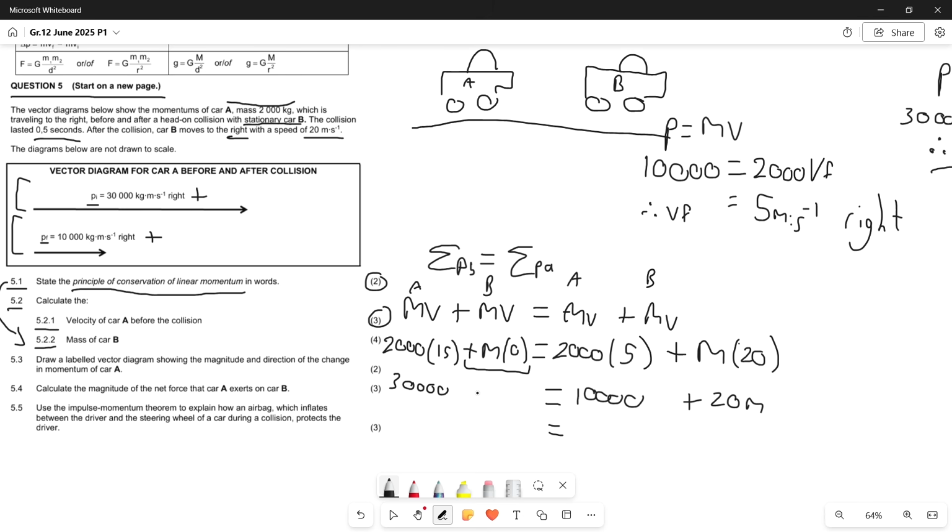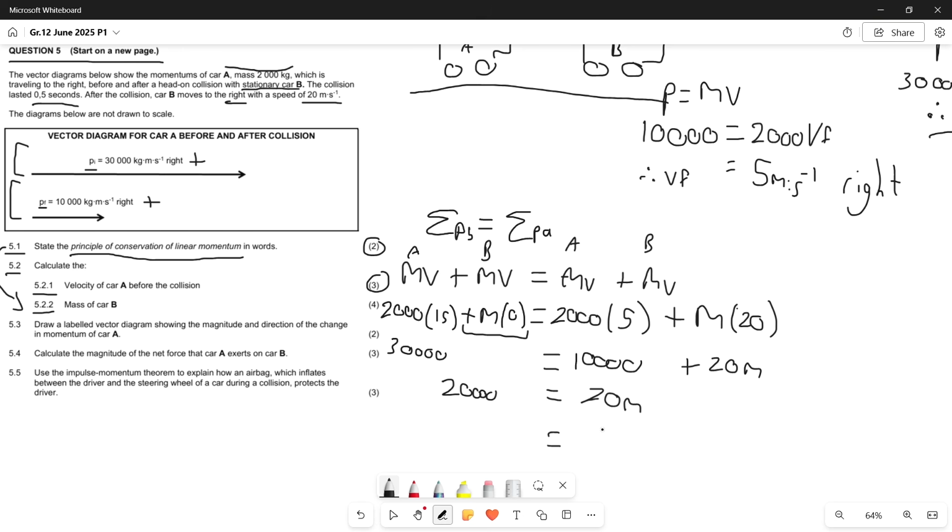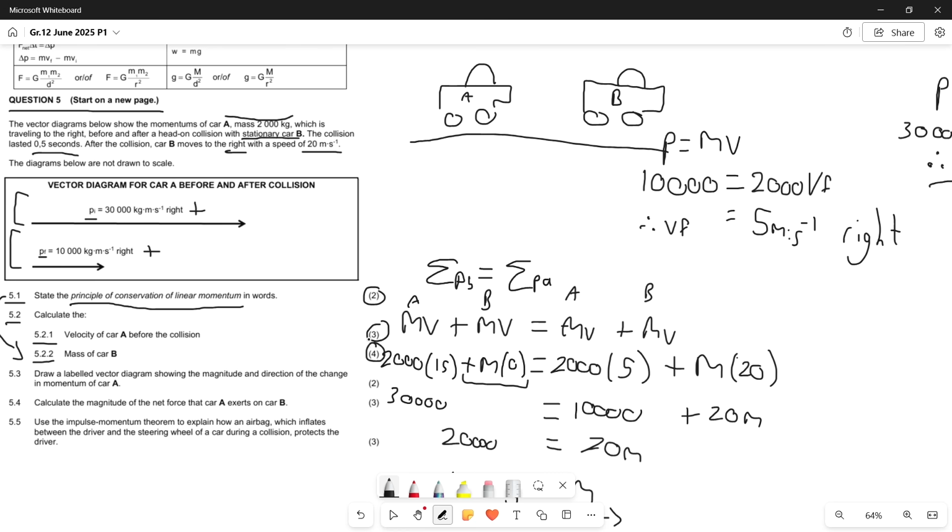Okay, we can take the 10,000 over. So 30,000 minus 10,000 is 20,000, and that equals 20m. And then 20,000 divided by 20 is 1,000 kilograms. And that is the mass of car B. So we just earned 4 marks over there.